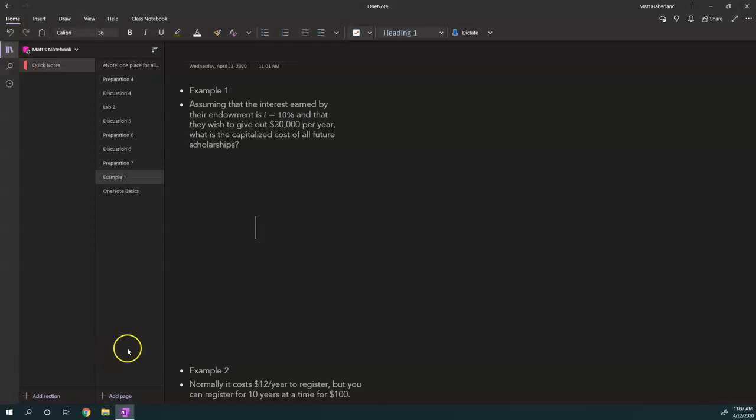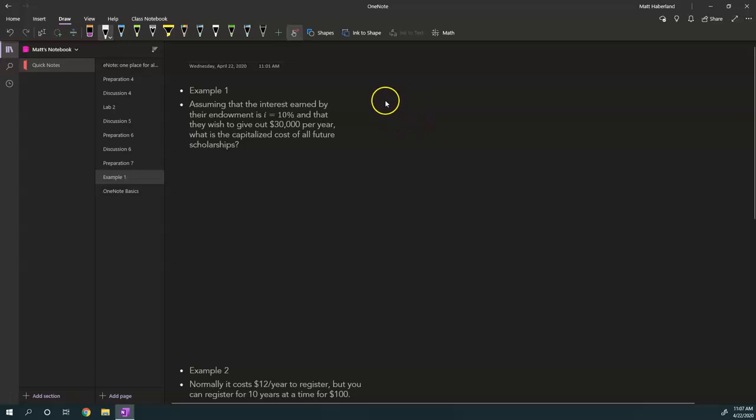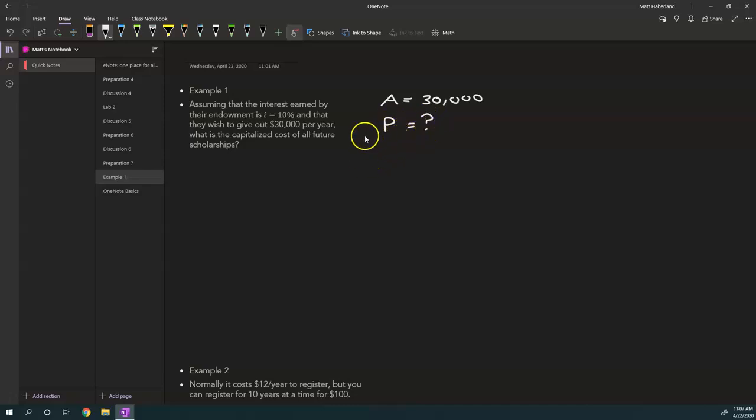So this is just an introduction to capitalized cost. We haven't even used the term yet, but it turns out to be equivalent, these problems. So let's go ahead and solve this. All right, so they want to get out an annuity, which is $30,000 per year. They have a principal. We don't know what that is. We're trying to find that.